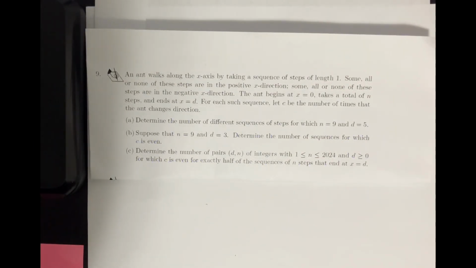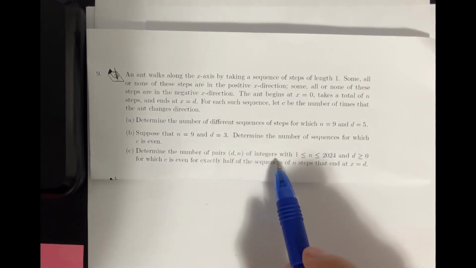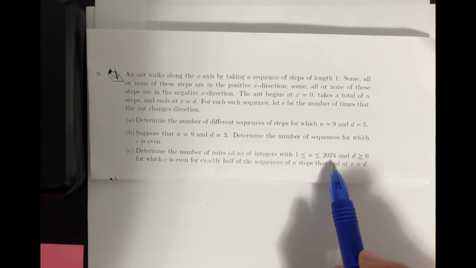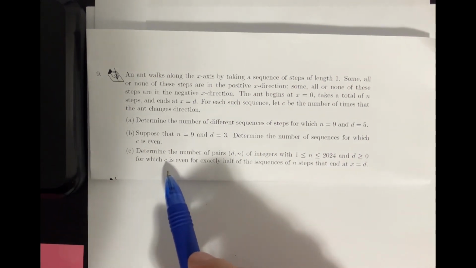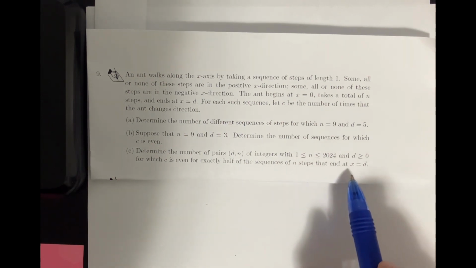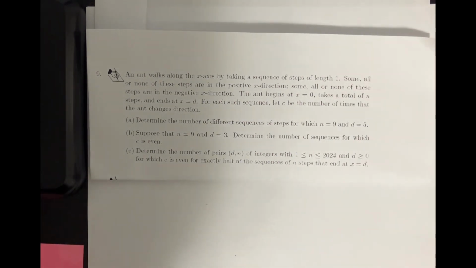Okay, now we are finally at problem C. Determine the number of pairs Dn of integers with m between 1 and 2024, and D is a non-active, for which C is even for exactly half of the sequences of n steps that end at x equals D. Okay, and at D. So again, n moves end up at D, and C is even for exactly half of the sequences.